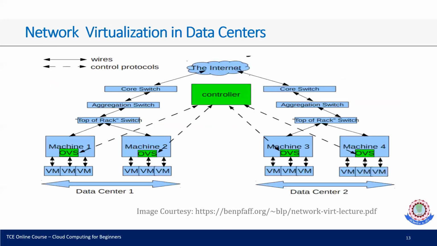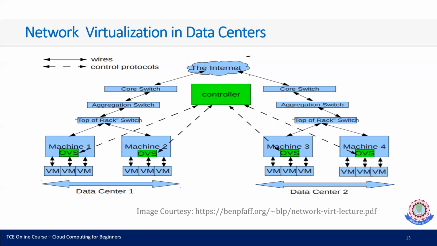So this is a case study of network virtualization in the data center. In this figure, it has wires and control protocols. N number of machines are present in the data center, likewise VMs. Two data centers have been connected with the controller, where there are many control protocols and software to manage the network virtualization. Then you have the internet, and components termed switches, aggregation switches, and top of rack switches. The data center will hold the physical machines as well as VMs. It will hold the controllers. It will connect to the internet.